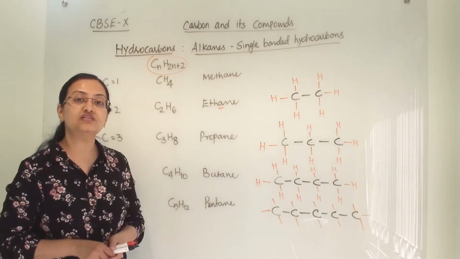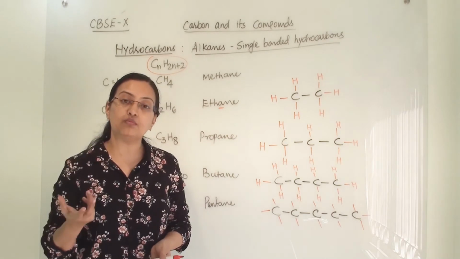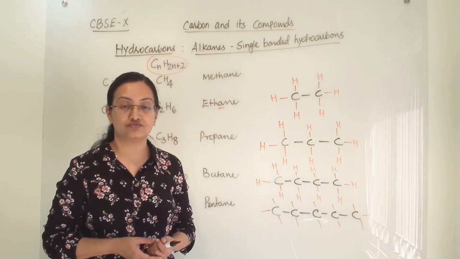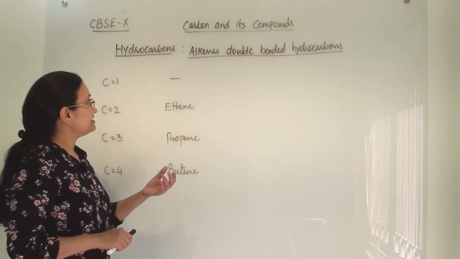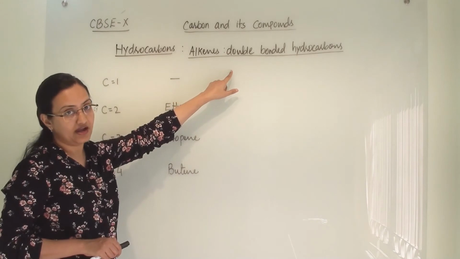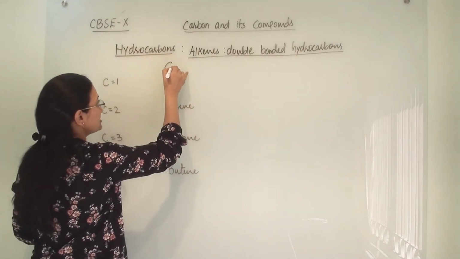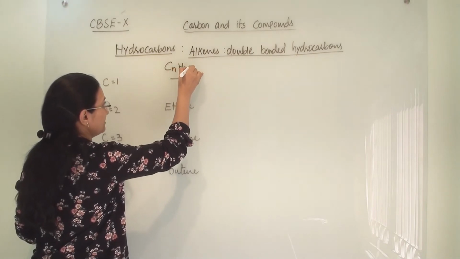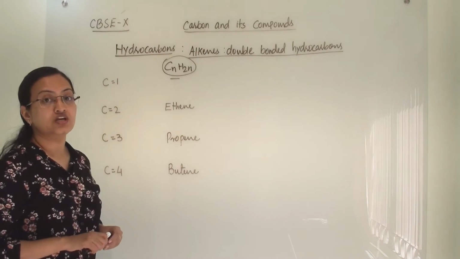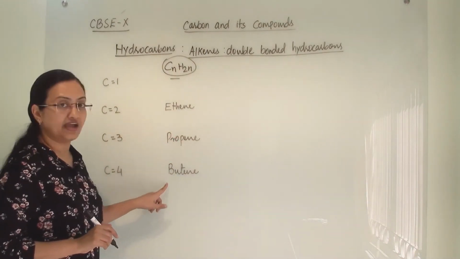Now moving towards the alkene series, we will understand that if there is a double bond between 2 carbon atoms, then how can we write the structural formula for that. Now let us understand alkenes, and alkenes are double bonded hydrocarbons. Now the homologous series of alkene is CnH2n. So this is the formula from which we can find out the molecular formula of ethene, propene and butene.